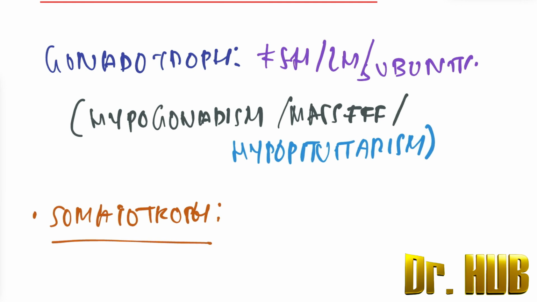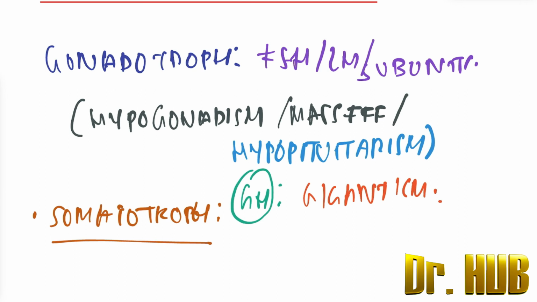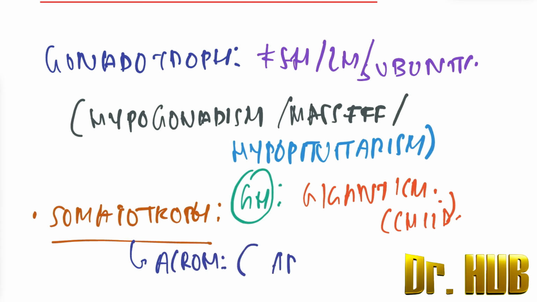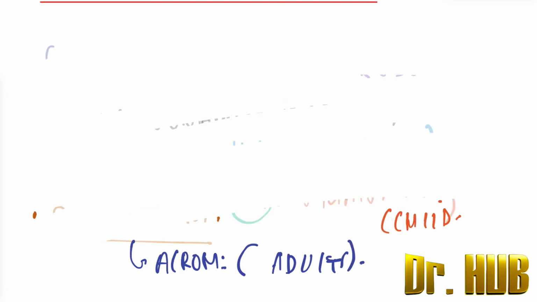So in terms of the somatotroph, the hormone involved is the GH, that is the growth hormone. The clinical features involve gigantism, and this is mainly in children. And then there is also acromegaly, which takes place in adults. This is the somatotroph. Next we look at the corticotroph.